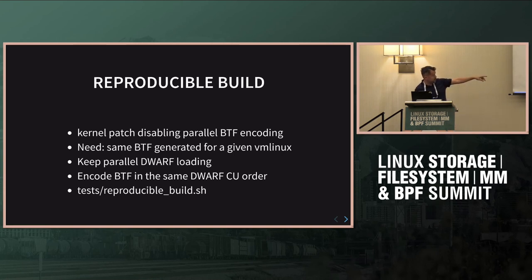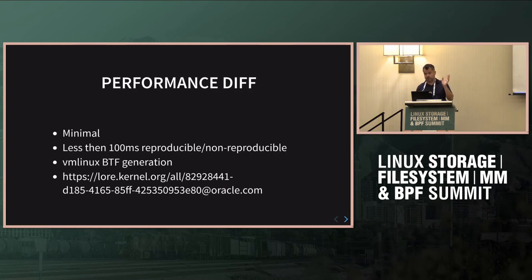There is a new regression test, which is a reproducible build that will build BTF, detached on a separate file, with one thread, two threads, three threads, all the way to the number of processors in a machine, and it compares it to a base, the one done with just one thread. And it matches all the time. Performance impact is minimal. Alan McGuire measured 100 milliseconds between reproducible and non-reproducible. It still is parallel. The encoding is in parallel.